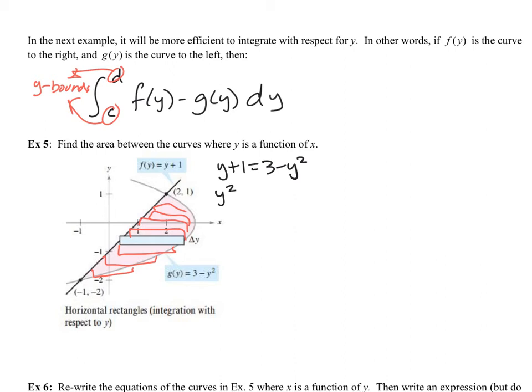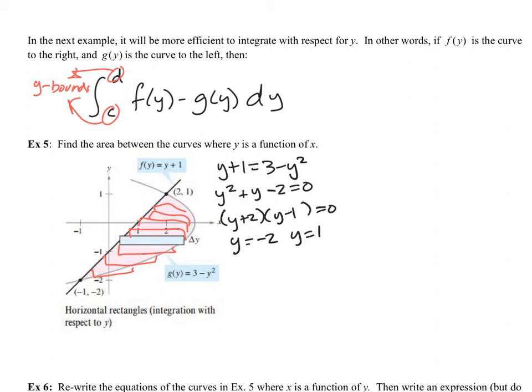I'm going to add y squared to both sides, and I'm going to subtract 3 from both sides. Then we're going to factor, and that's going to be y plus 2, y minus 1 equals 0. So our solutions are y equals negative 2 and y equals 1. Again, we already knew that by looking at the graph. Here's our lower y bound is negative 2 and our upper y bound is positive 1.